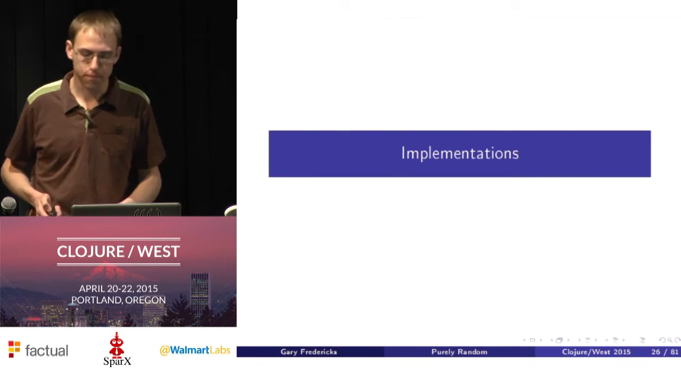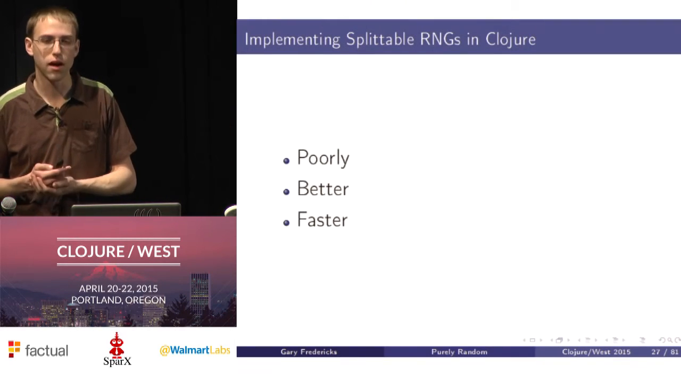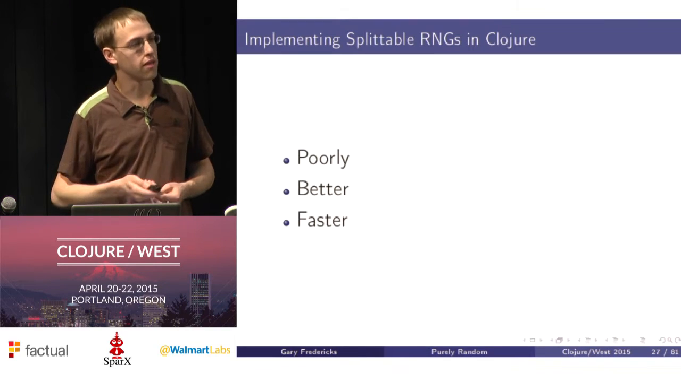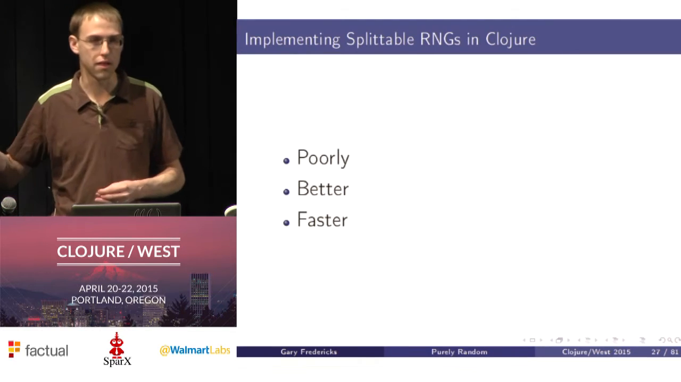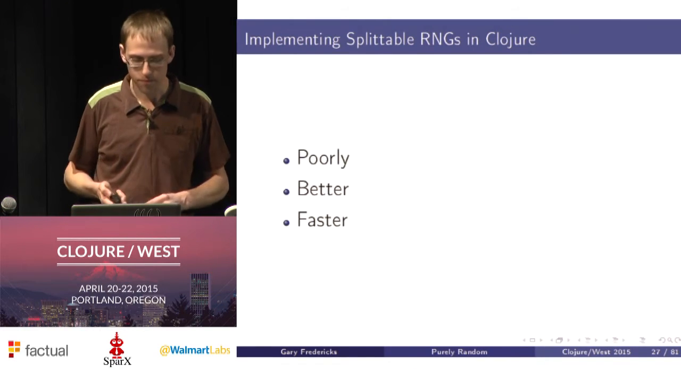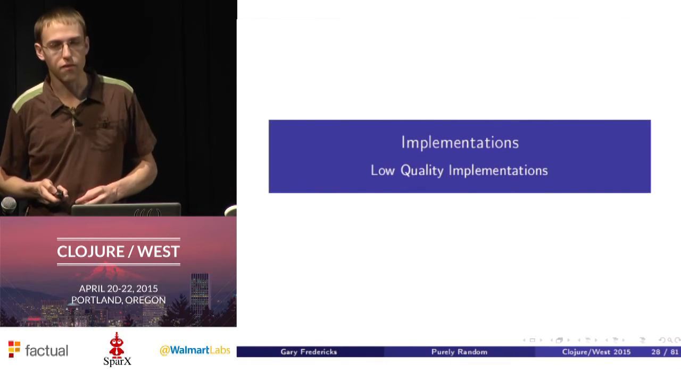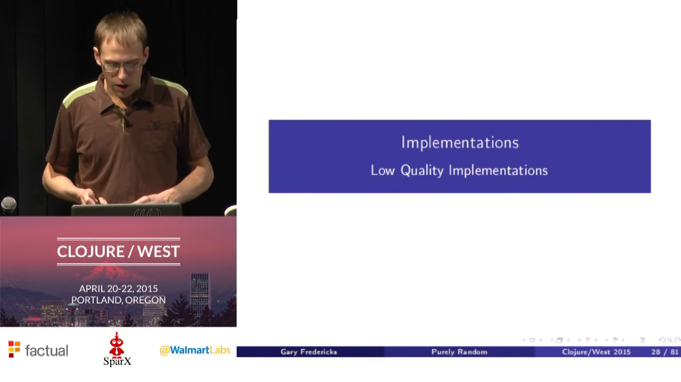Implementations in Clojure. So we're going to look at this from 3 different angles. We're going to talk about some naive first attempts, and then some better research-backed attempts, and then talk about performance. So starting off, low-quality implementations.